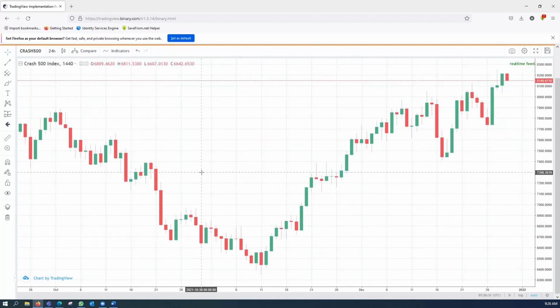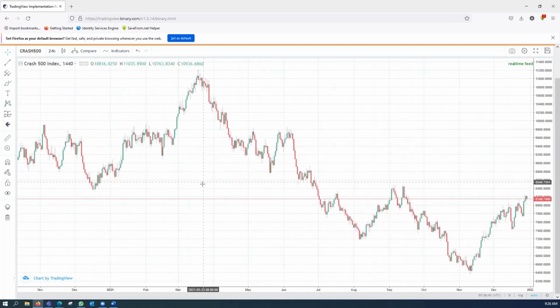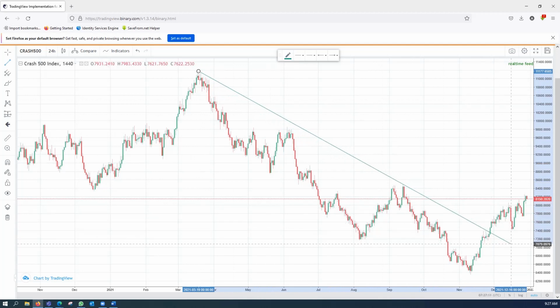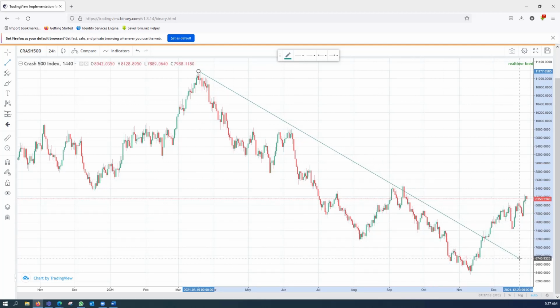To have a good idea of what's happening in the market, we need to start by looking at higher time frames. If we look at Crash 500 right now on a daily time frame, which is 24 hours, what are we seeing? First of all, we can start by drawing a trend line. Where is the market going? For the past days or even months, it has been on a downtrend. So if we draw our trend line all the way down, we can see it's been on a downtrend.